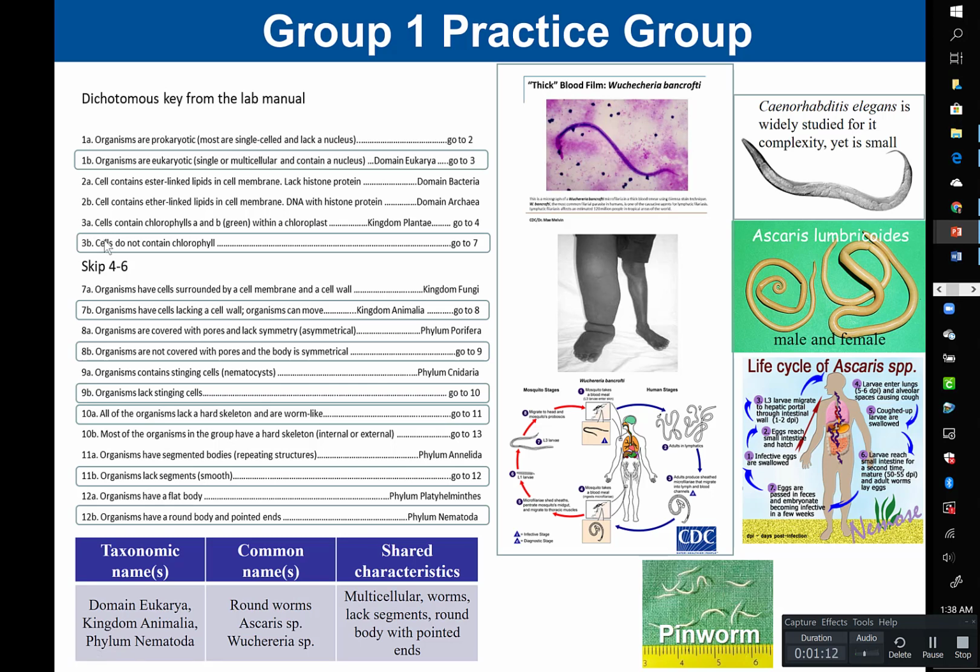And so our classification for group 1 was that it was in domain Eukarya, kingdom Animalia, phylum Nematoda. And the shared characteristics for this is that they were multicellular, they're worms that lack segmentation, and they have round bodies with pointed ends. And so we talked about some examples. And so that is just to review what was on group number 1. So now, as we walk through this, we're going to go not by the numbers that they were placed in, but instead we're going to go through it by groupings.